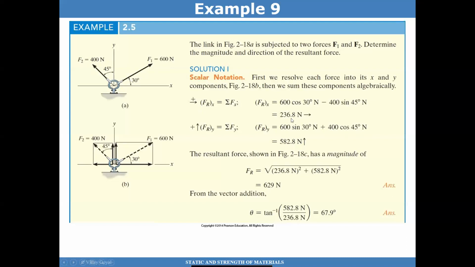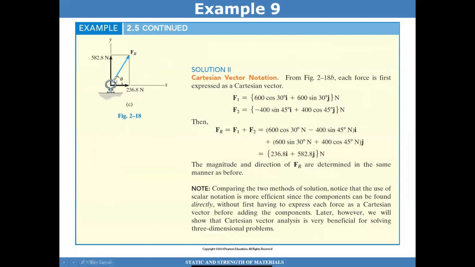So these are the two components of the resultant force Fr, and so now you can find the magnitude of Fr, which is the square root of the sum of the squares of each of these, that gives you the magnitude. And from the vector addition, you get the theta, divide this by that to get the angle. And so that gives you the resultant force Fr, which is shown here. That's your resultant force Fr. And so that is a way to approach it.